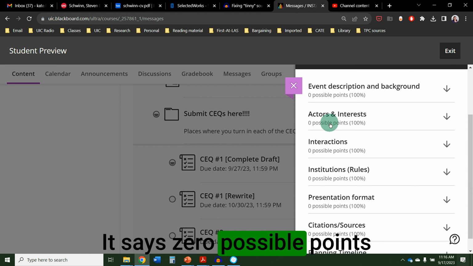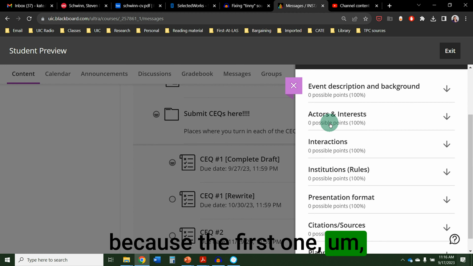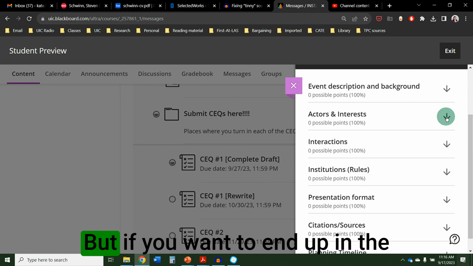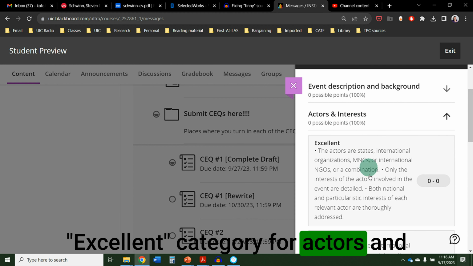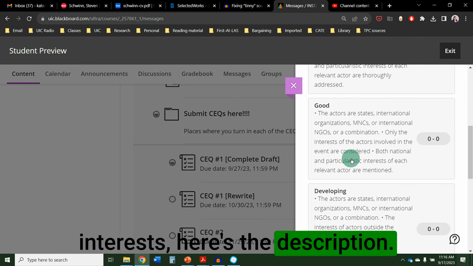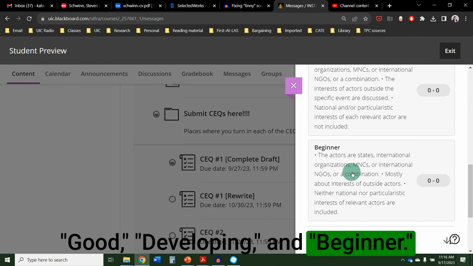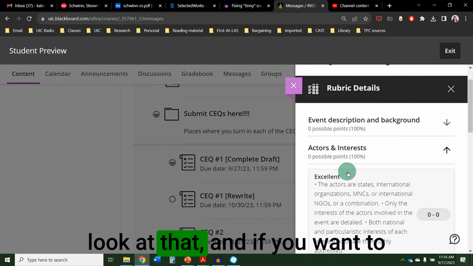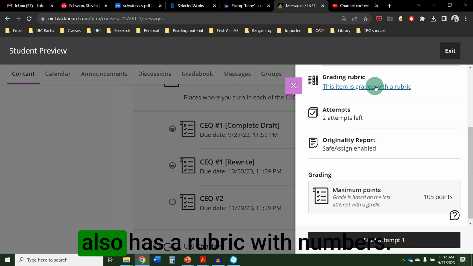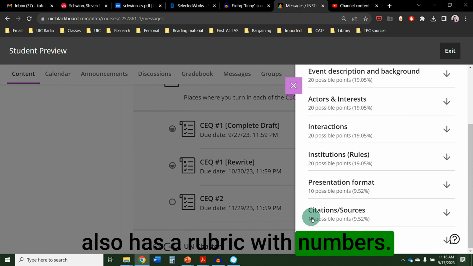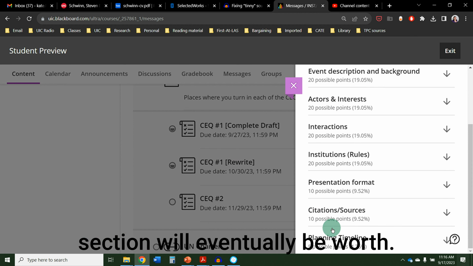It says 0 possible points because the first one, the grade doesn't count. But if you want to end up in the excellent category for actors and interests, here's the description: good, developing, and beginner. So I encourage you to take a look at that. And if you want to look ahead at the rewrite, it also has a rubric with numbers, so you can see how much each section will eventually be worth.